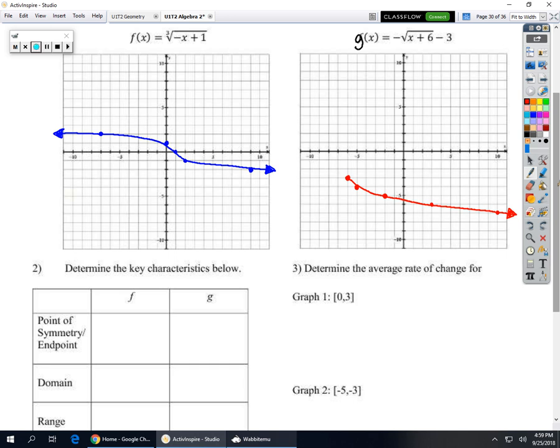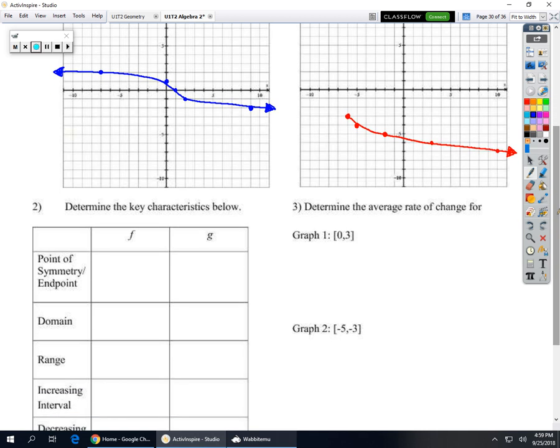So I'm going to do all the characteristics for one of them, and then do all the ones for the other ones. So F, I put F in blue. Let's keep it in blue. So for F, it wants the point of symmetry, or the endpoint. Well, F is a cube root function. Cube root functions have a point of symmetry, which is right there. So that point is called 1, 0. So 1, 0. Please make sure to put parentheses. A lot of you are lazy and don't want to put it on. Make sure those go on there.